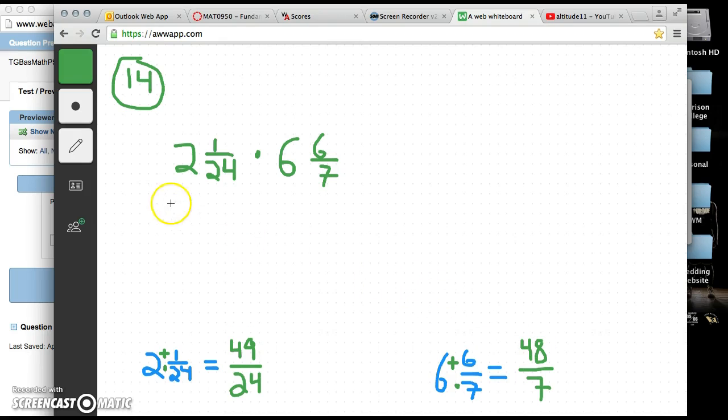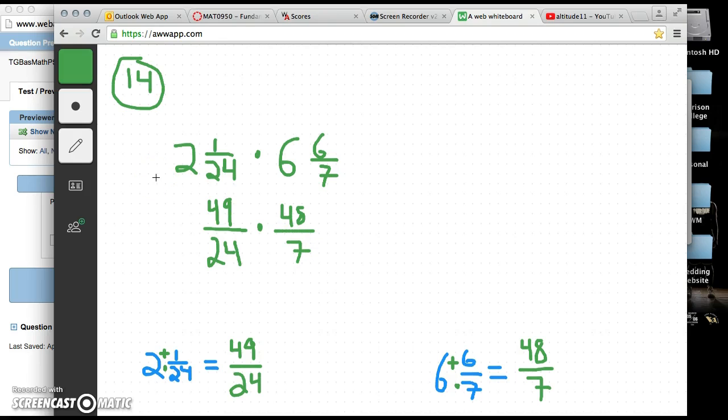All right, so our original problem that we had here where we're multiplying these two mixed numbers, we don't want to deal with that. We want to multiply two fractions. So we went ahead and figured out what those fractions were. 2 and 1/24, that is the exact same as the fraction 49 over 24. And we're going to multiply this fraction by the fraction we got when we converted 6 and 6/7 into a fraction, which was 48 over 7.